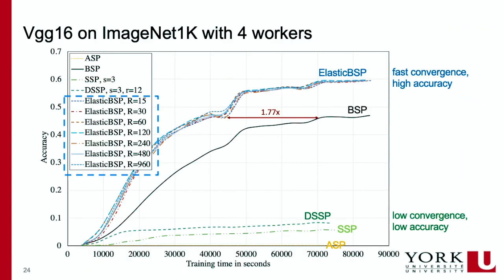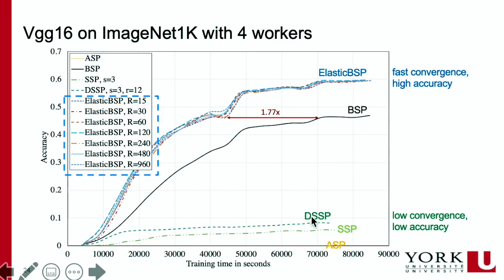And finally, we run our ElasticBSP on the network VGG16 based on ImageNet 1K. It's running on 4 workers. As we can see here, ElasticBSP with different R, the future estimations, is running better than BSP. They are still learning and have not really converged at this point, since we only ran for 24 hours. However, we can see that the learning speed of ElasticBSP is 1.77-fold faster than BSP.